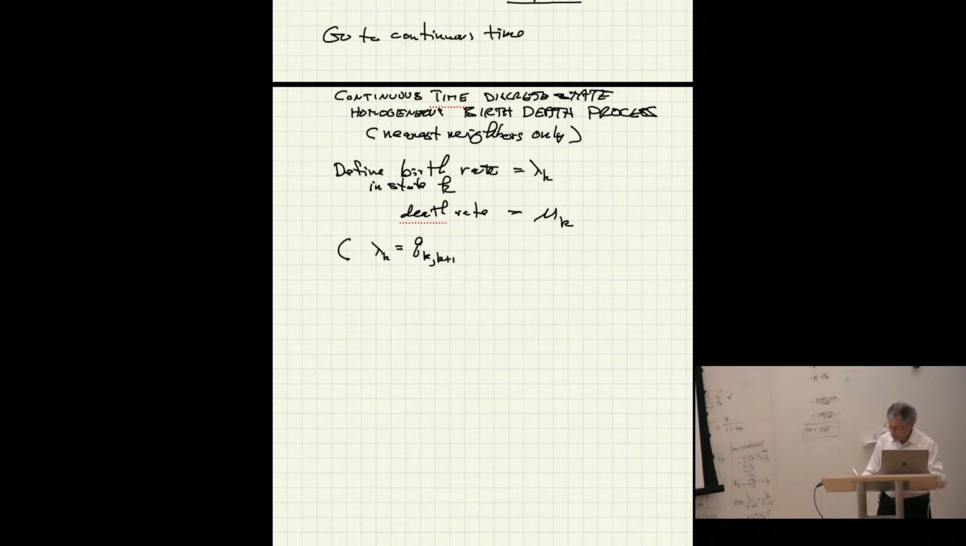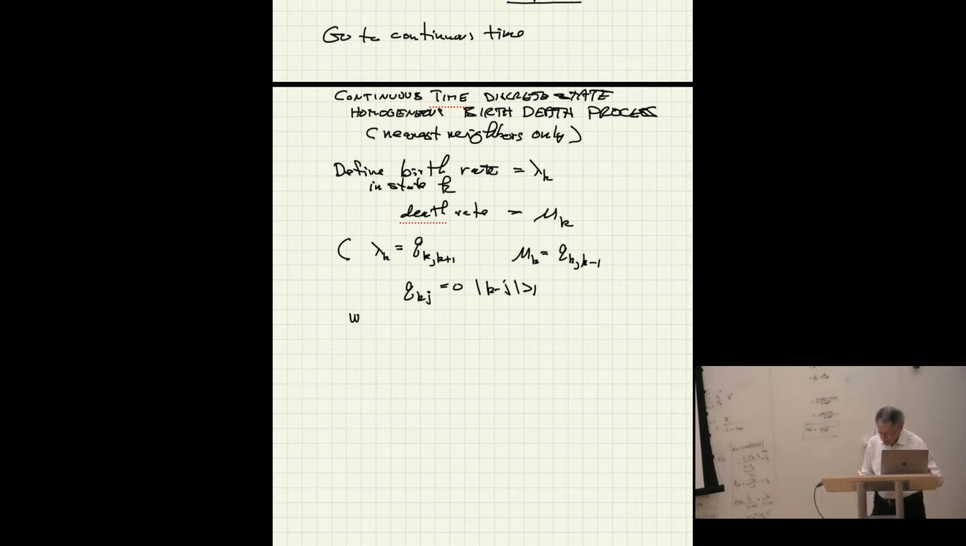It's the rate of going from state k to state k plus 1. And mu sub k is q sub k comma k minus 1. And q sub kj is equal to 0 for the absolute value of k minus j greater than 1. But remember, the q sub kk was that special thing where you subtract the stuff out. I want to identify that now.